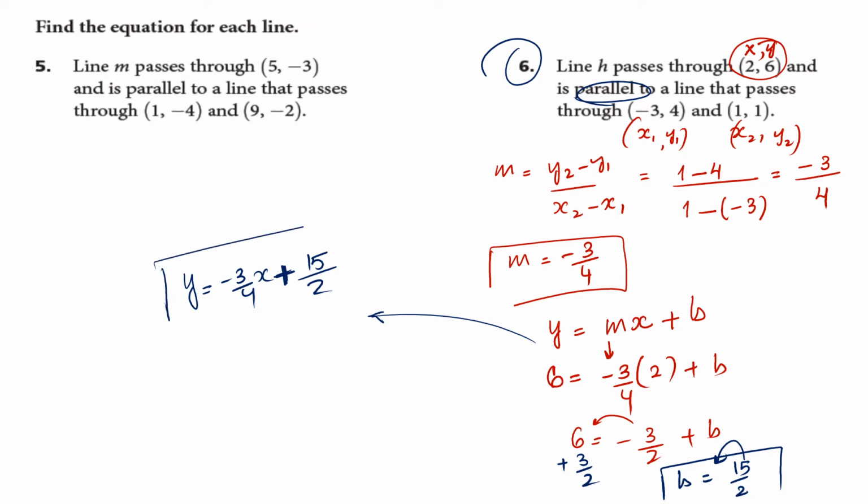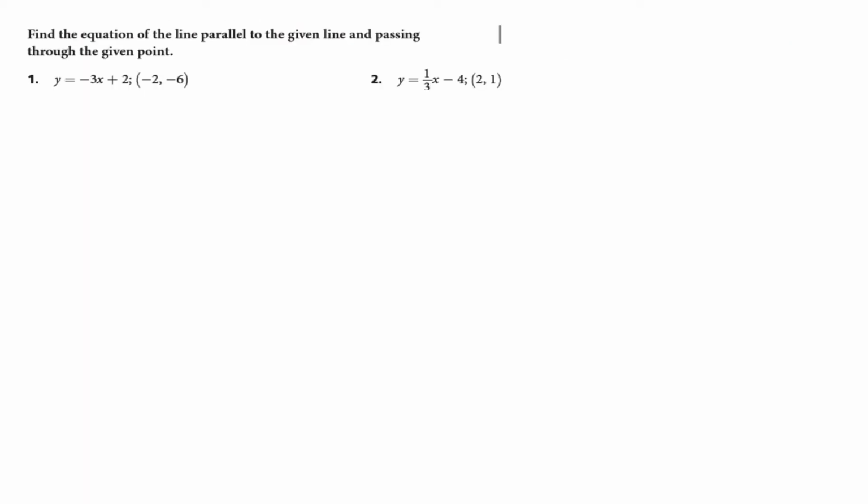So this is how we write the equation of the line parallel to the other line. Find the equation of the line parallel to this line and passes through these points. Again, parallel lines have the same slope. So if I compare with the equation of the given line, you can see that the value of the slope is negative 3. So write m equals negative 3.